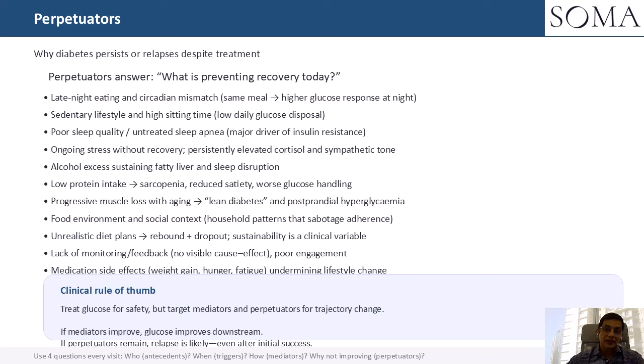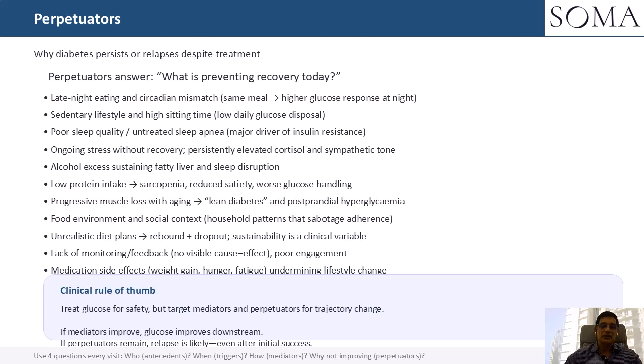So sedentary lifestyle, then yes, there is also a perpetuator. Not just no gym but too much sitting throughout the day. Then poor sleep and untreated sleep apnea. Sleep apnea is one of the most underdiagnosed perpetuators of insulin resistance. Mark this line, sleep apnea. Even thin individuals can also have sleep apnea.